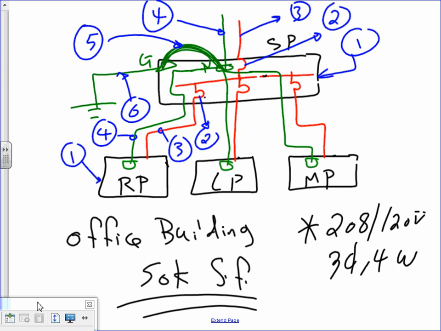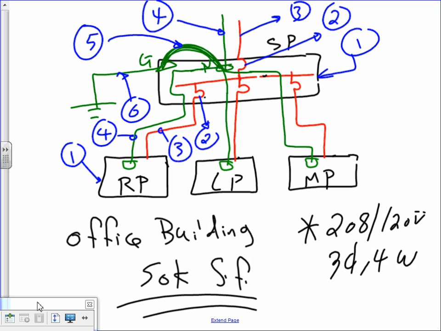So start from the top, number four. Anybody can guess what this number four is? That's the neutral conductor coming from the utility. And by the way, they're named down. If you look at the sheet that I gave you guys, they're named. So I named them down. Number four is the neutral coming into that service panel. You always have to have a neutral.